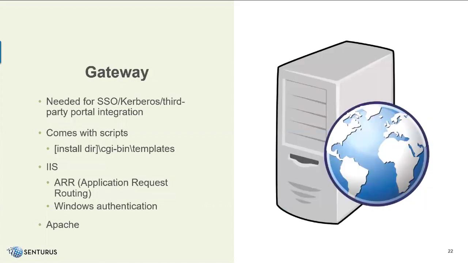And then finally, the gateway. This is, again, optional. This used to be required. They made it optional in Cognos 11. You can technically run reports and do everything against the dispatcher. This is going to be a little bit more sophisticated, especially for single sign-on, Kerberos, third-party portal integration. If you have a request for that, you need to install the gateway.